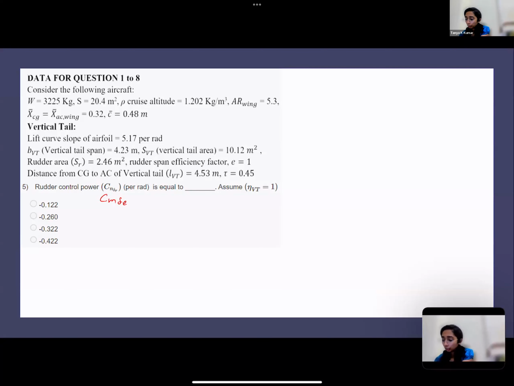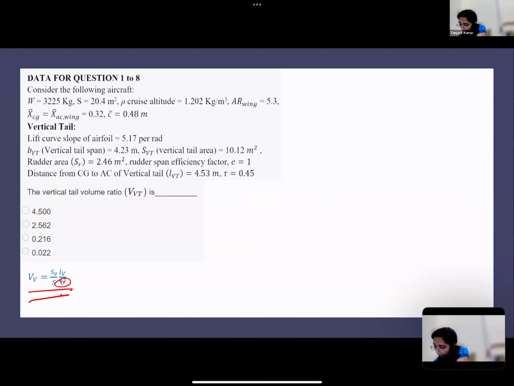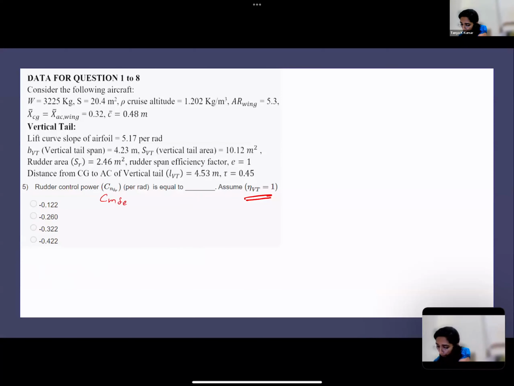The rudder control power Cn delta R is equal to, they're giving you the efficiency factor to be 1. So how do you do this? This formula was directly given to you in the slides. So I'll just put it up here. This is the formula. So let's just substitute it. Eta, they've given you as 1. Volume ratio, we just found out to be 0.216, right? 0.216. Cy beta. How do you find Cy beta?